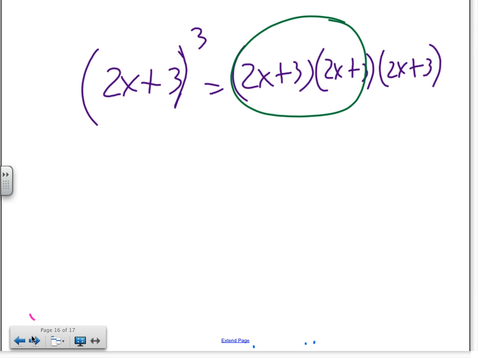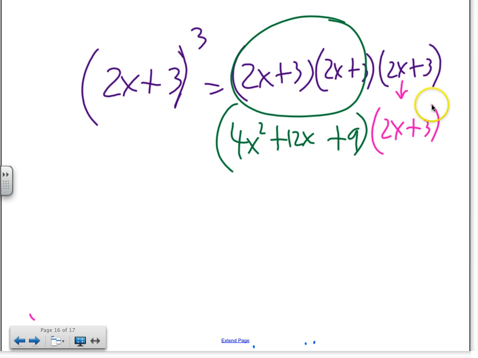4x squared. Plus 9. What about the middle term? 12x. See that? So now we can actually quickly do it and multiply it by, bring this down, 2x plus 3. Now this time around, what do you have to do?